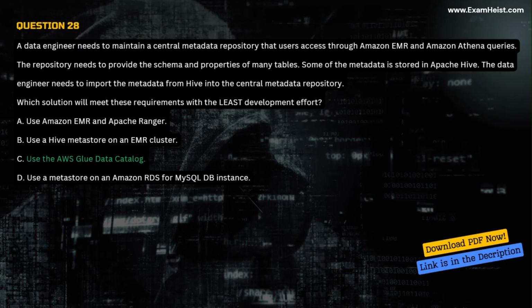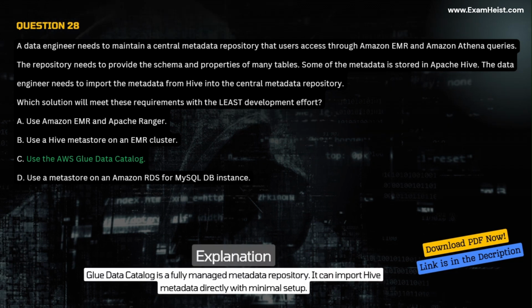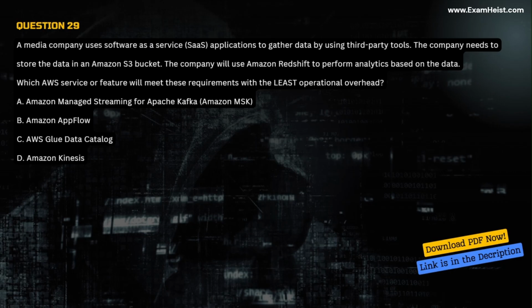Correct answer, C. Use the AWS Glue Data Catalog. Explanation: Glue Data Catalog is a fully managed metadata repository. It can import Hive metadata directly with minimal setup. Question 29. A media company uses software as a service (SaaS) applications to gather data by using third-party tools. The company needs to store the data in an Amazon S3 bucket. The company will use Amazon Redshift to perform analytics based on the data. Which AWS service or feature will meet these requirements with the least operational overhead?